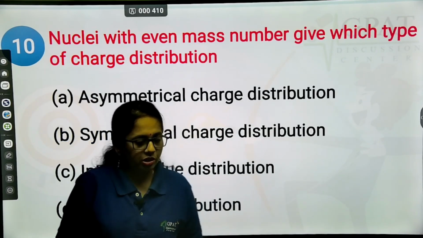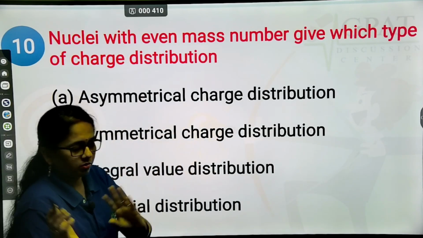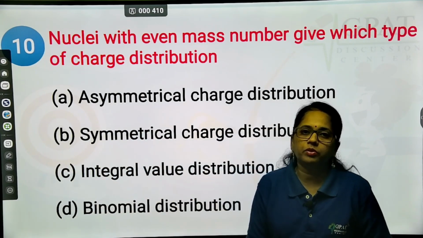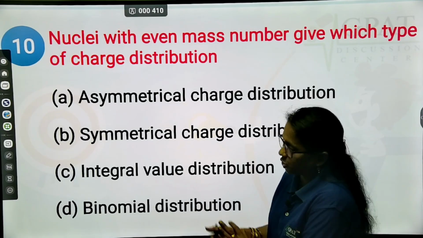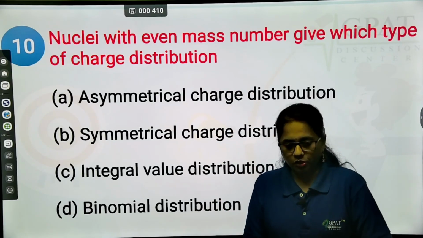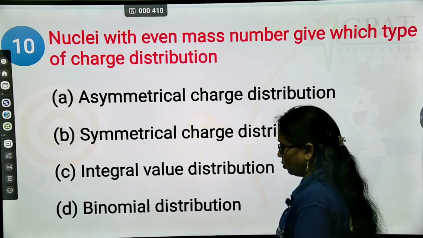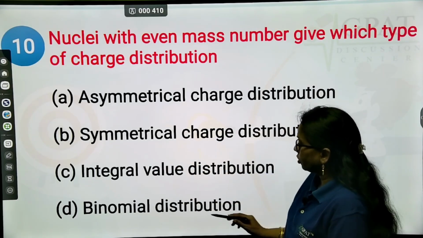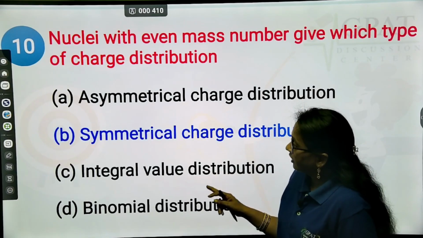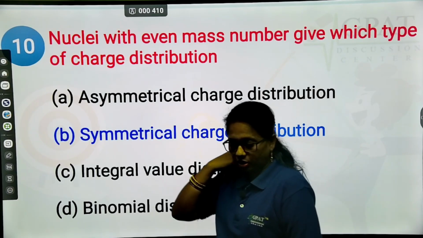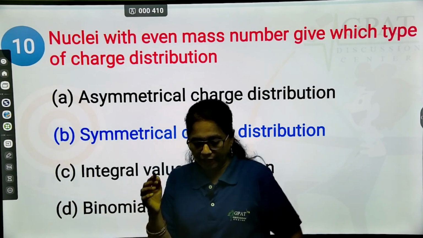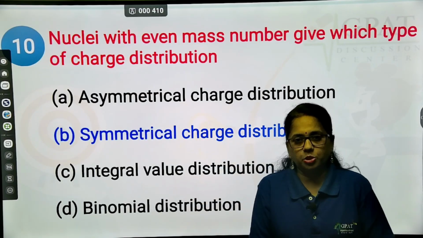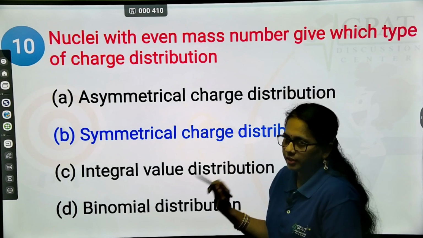Next question: nuclei with even mass number. This is opposite to the previous question. Odd mass number will give you the asymmetric charge distribution, and even mass number will give you the symmetrical charge distribution. The options are asymmetrical, symmetrical, integral value, binomial distribution. Integral value means integers, complete numbers 1, 2, but these are actually called symmetrically distributed. So that is the right answer.